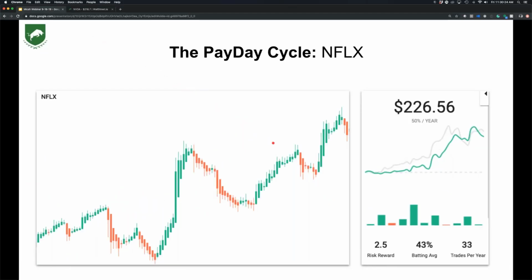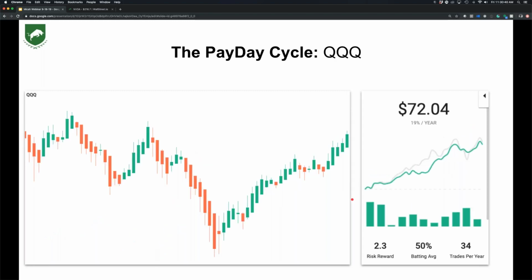Netflix also has great payday cycles. It's got a higher beta, so you're going to get more movement, right? But the risk reward is higher than normal at 2.5. The batting average is a little bit lower, but the risk reward makes up for it, okay? And you're still going to get about 33 trades per year. The Qs, again, we already highlighted the Qs. The Qs are a fantastic payday cycle strategy.